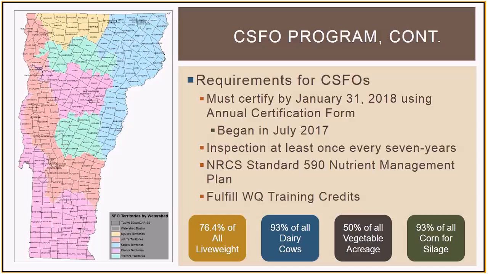These numbers at the bottom of the screen indicate all of what's covered by CSFOs, MFOs, and LFOs. So 93% of dairy cows are either under a CSFO, an MFO, or an LFO. That's a large part of the state that we interact with. We're checking the farms, we're in touch with the farmers, and so that's quite impressive. It's a lot of area within the state, and a lot of the livestock.